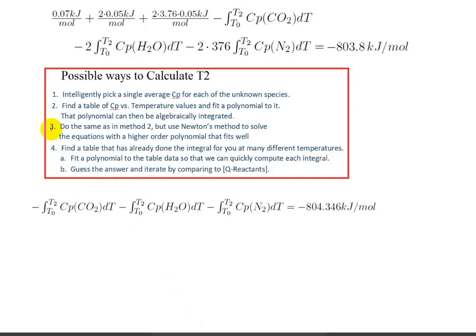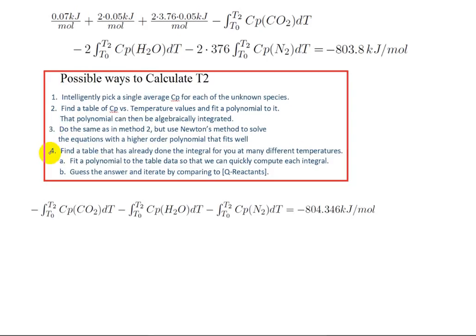All right, method 3 is to do the same thing as method 2, but use Newton's method to solve the equations, thereby allowing you to use a higher order polynomial that actually fits well. This is basically a lot of work. It's going to involve some programming, but given the quality of the answer, it's a good approach when all of the dissociation reactions have already been included into the equation. This numerical solution is what the sophisticated online solvers use.